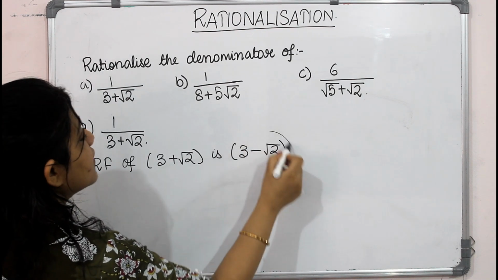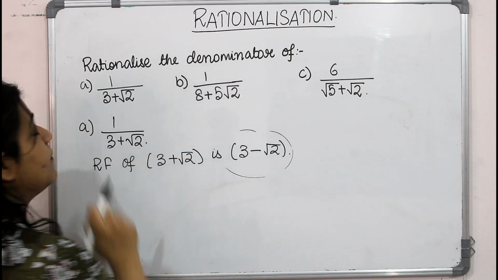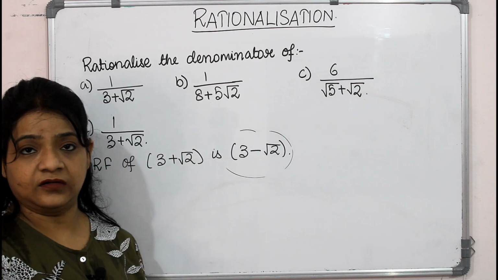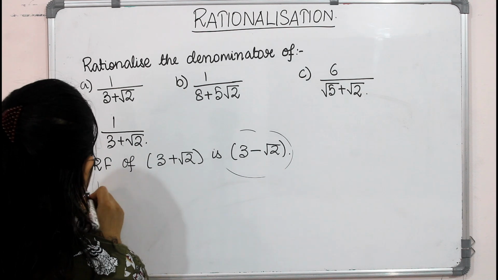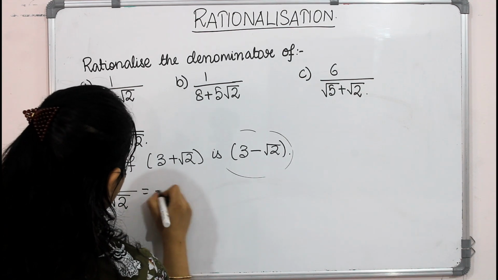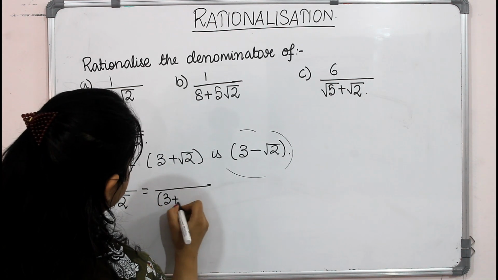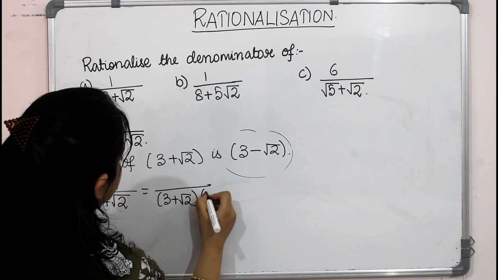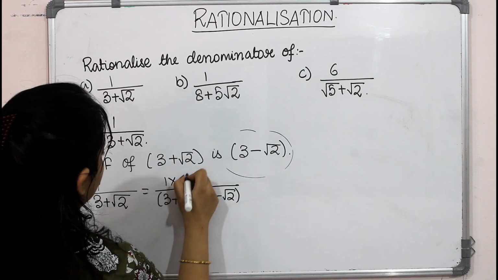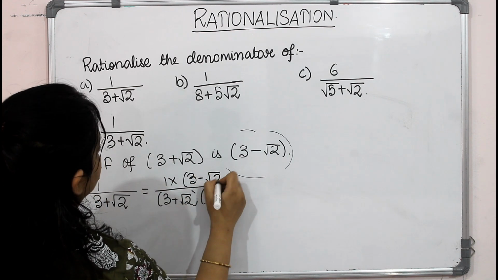So this rationalizing factor, you will be multiplying with the denominator and the numerator as well. So 1 divided by 3 plus root 2, I can write it as 1 into 3 minus root 2 over 3 plus root 2 into 3 minus root 2.